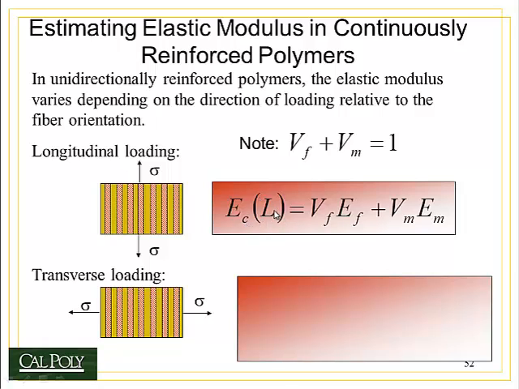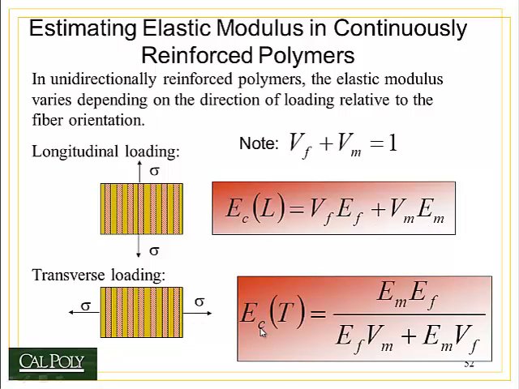Here's the equation for calculating the elastic modulus in the longitudinal direction. So this is the composite modulus, E sub c, in the longitudinal direction. And it's equal to the volume fraction of the fibers times the elastic modulus of the fibers plus the volume fraction of the matrix times the elastic modulus of the matrix. It's a very simple formula, and it actually has a name called the rule of mixtures.